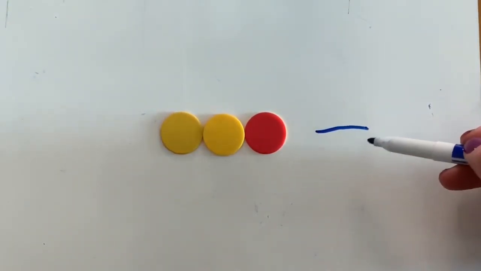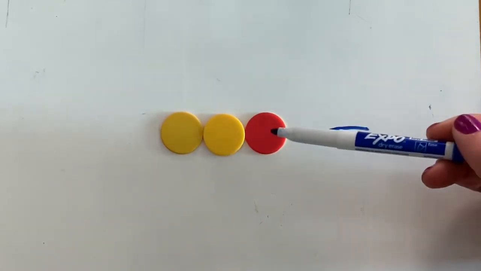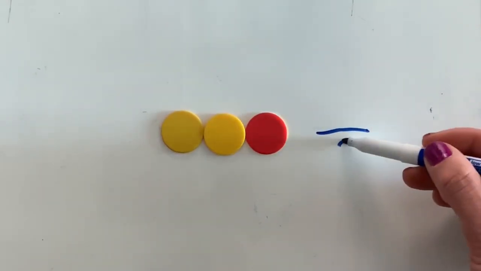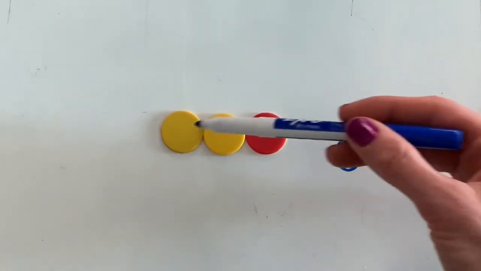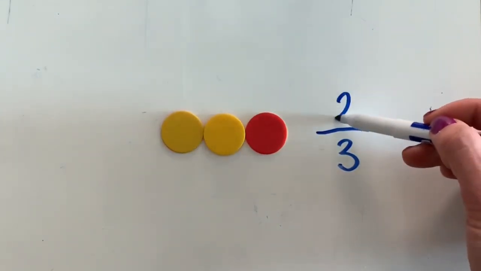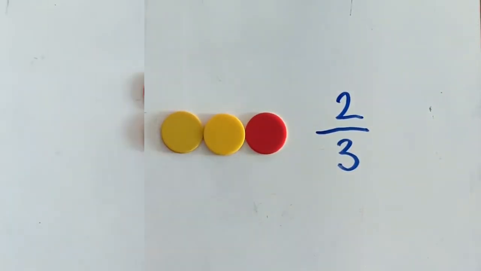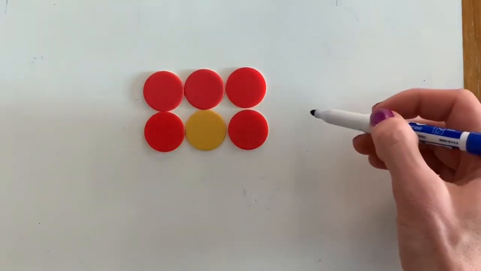The bottom number is always how many there are all together. 1, 2, 3. How many are yellow? 2. 2/3 are yellow. One more and I'm going to show you your work.